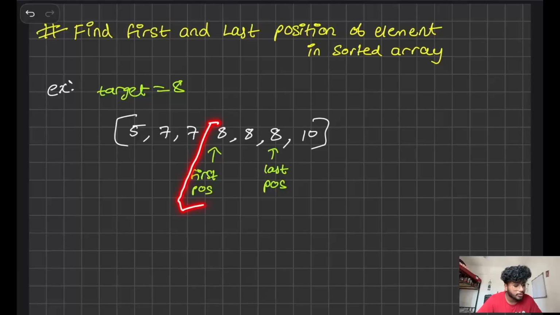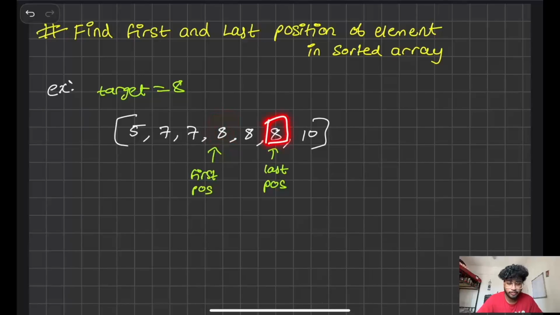This is the first position of 8 in our array, and this is the last position of 8. We have to find these positions using binary search. If this question comes up in an interview, you would first explain the brute force approach using linear search. What would that brute force approach be?